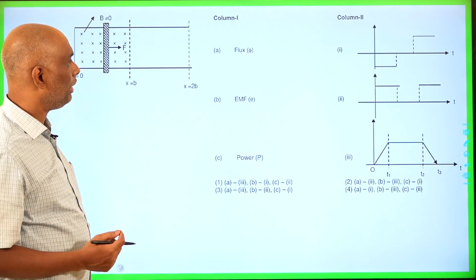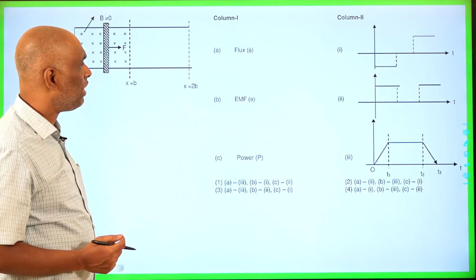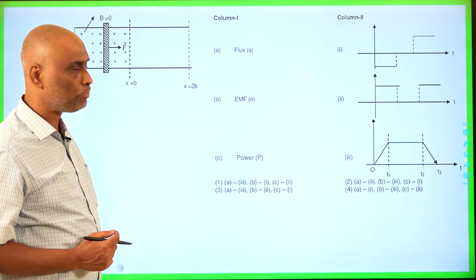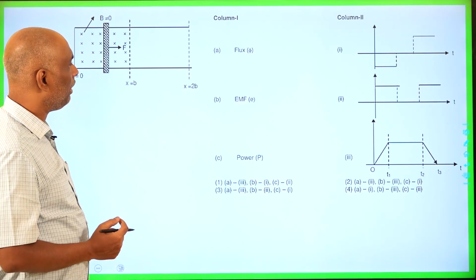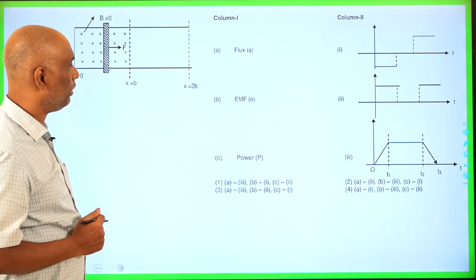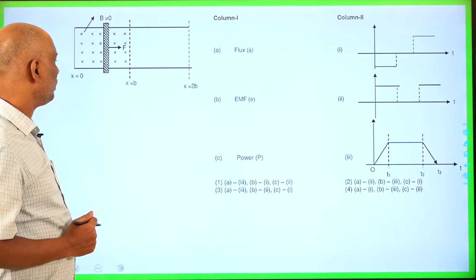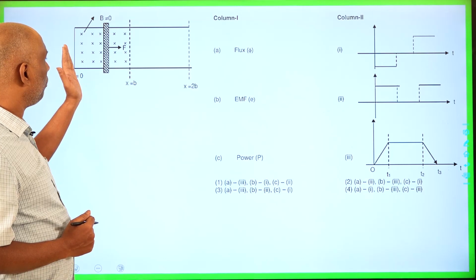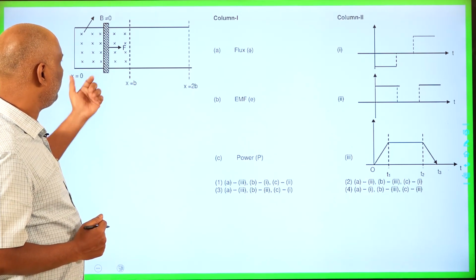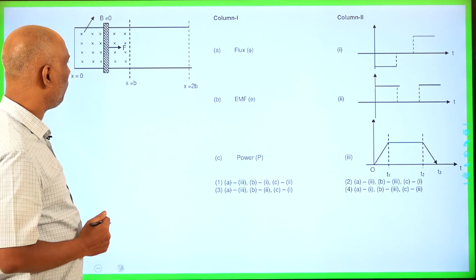Here, if you look at the quantities they have given, the first one is flux, the second thing is EMF, and the third one is power. So how do you calculate the flux, EMF and power, and how do you draw the graph for that? What happens is, when you are moving this particular rod toward the right side, at any instant of time t, let us imagine that it covers a distance equal to some x.